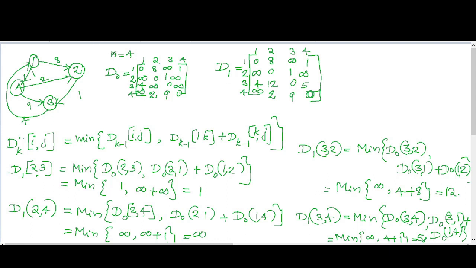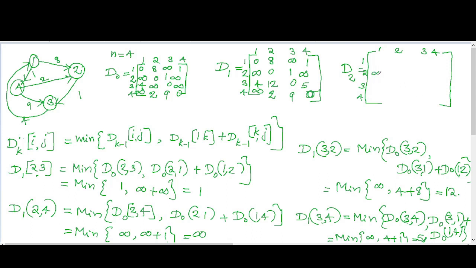Here we have n is equal to 4. So we have to find D1, D2, D3 and D4. Next we have to calculate D2. What is our D2? For calculating D2, we have to fix the second row and second column. So here 1, 2, 3, 4. So we can fix the second row, second column.